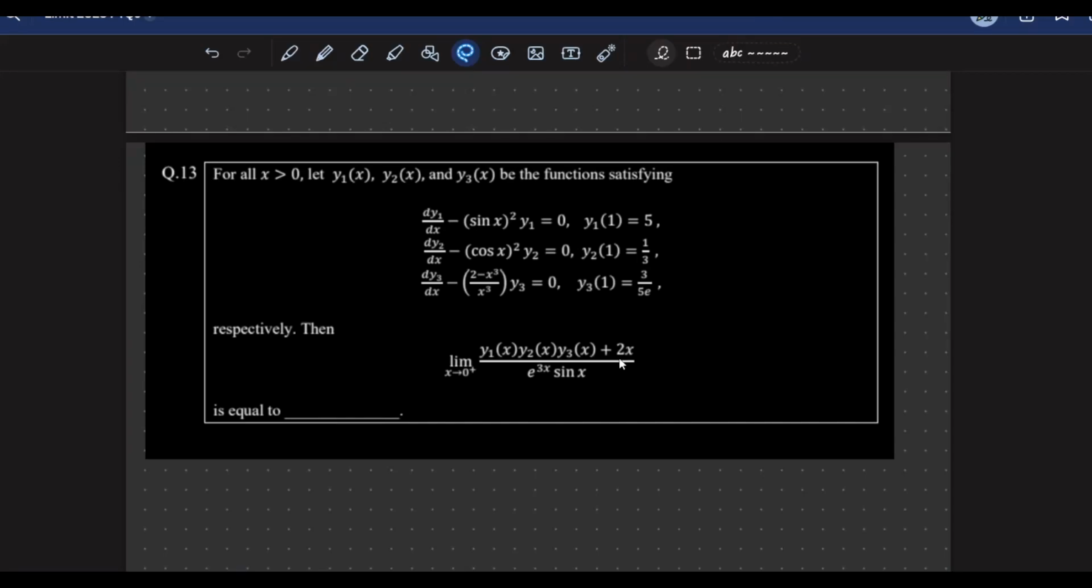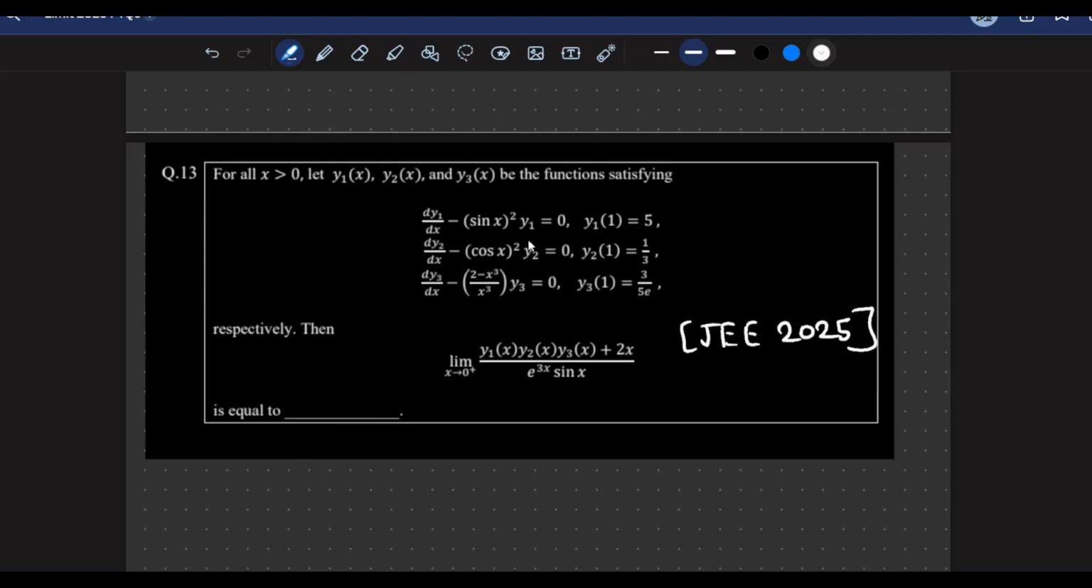Okay, now let us take a look at this question. This is also from JEE Advanced 2025. So we have been given three differential equations, this one, this one, this one, and we need to find this limit. So the typical thought process is, I'll be following a different thought process.